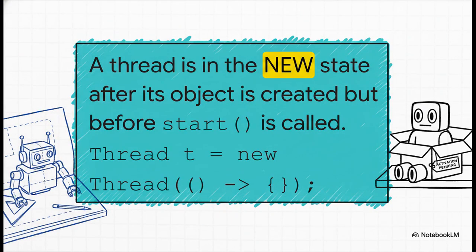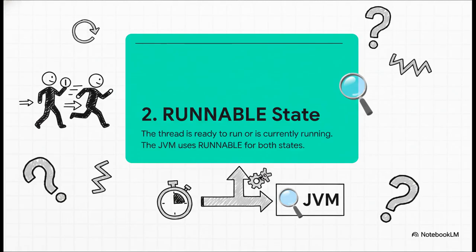And here's what that looks like in your code. Just this one line. The moment you write new Thread, you've done it. That thread object, t, is created. And right there, at that exact instant, before you even think about calling start, that thread is just sitting there, chilling in the new state. Okay, now things get interesting.